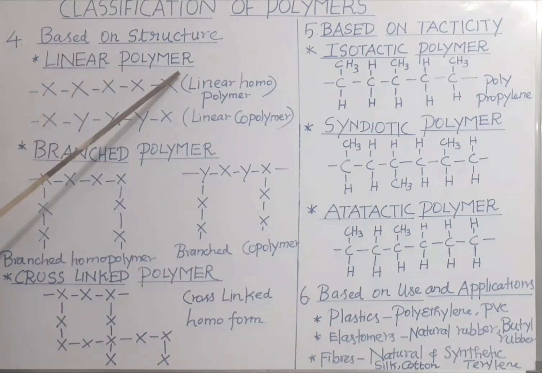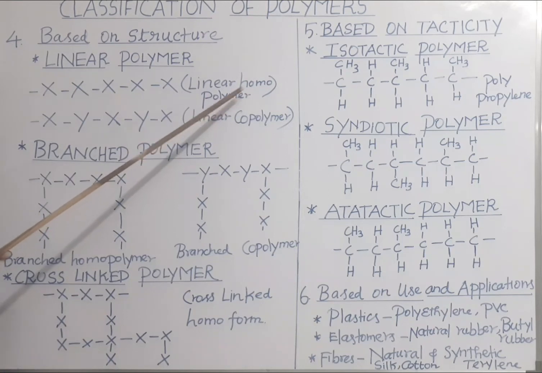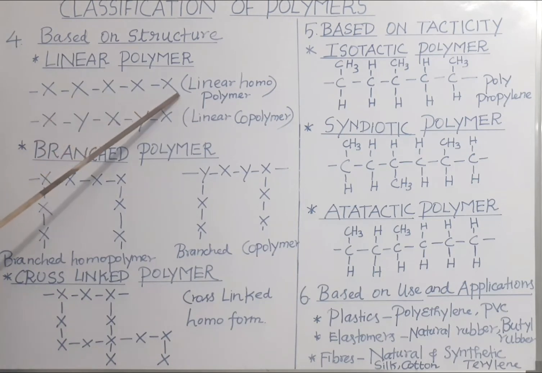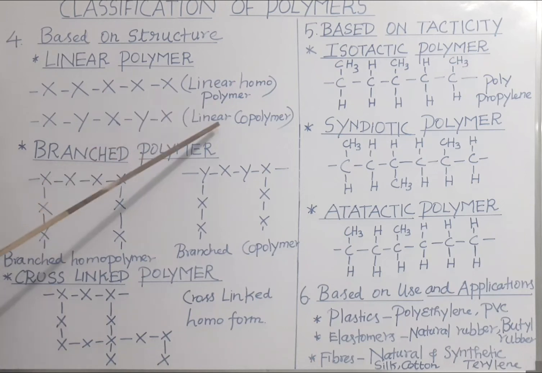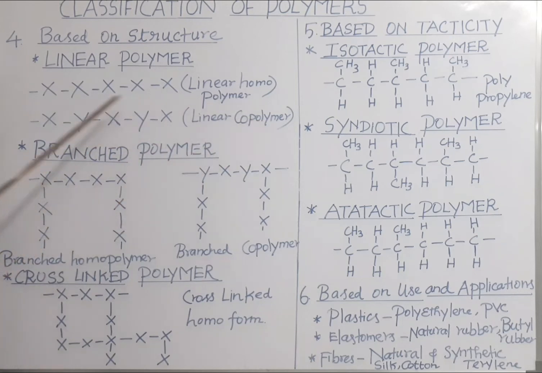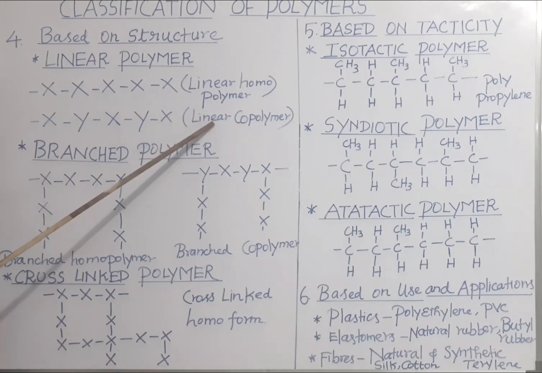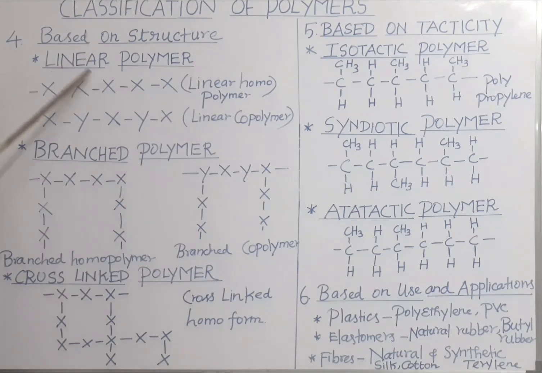So what is meant by linear polymer? If the monomeric units are linearly arranged in the polymer chain, that is called a linear polymer. The name is linear homopolymer. Homo means same, that is, the same type of monomers are arranged in the polymer chain. So it is called linear homopolymer. Next example is linear copolymer. It is otherwise called linear heteropolymer. That is, different types of monomeric units are arranged in the polymer chain. So it is called linear heteropolymer or linear copolymer. So this is the first type.